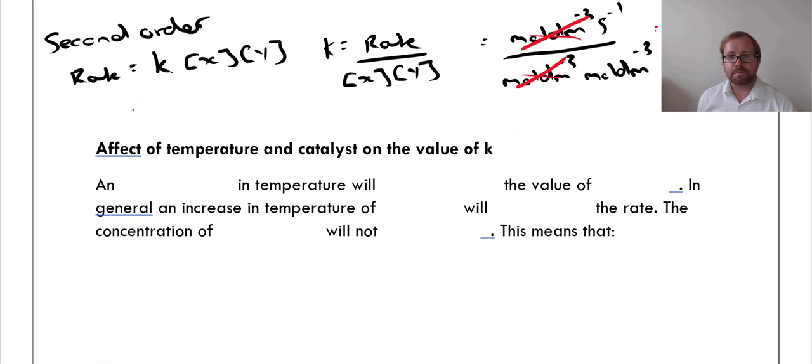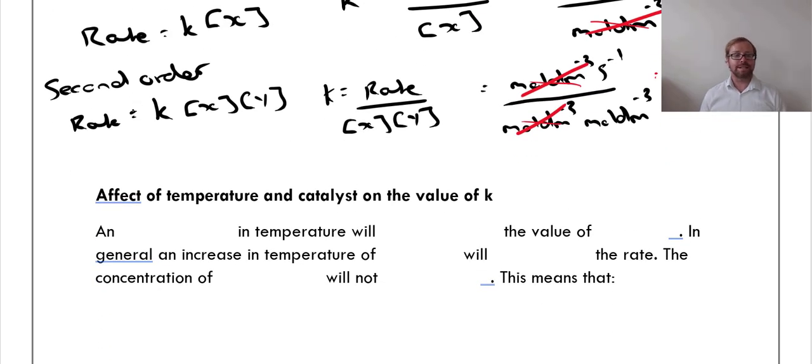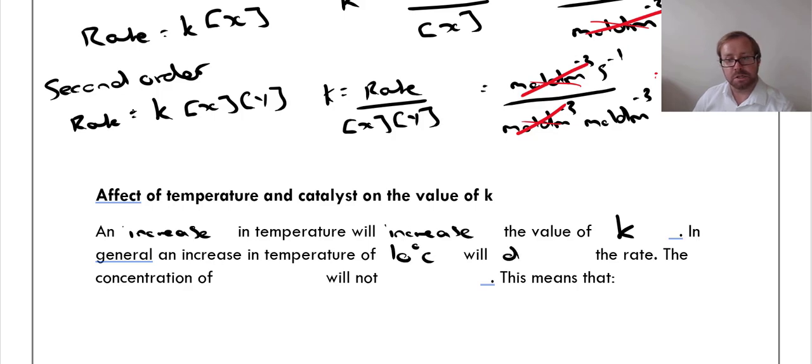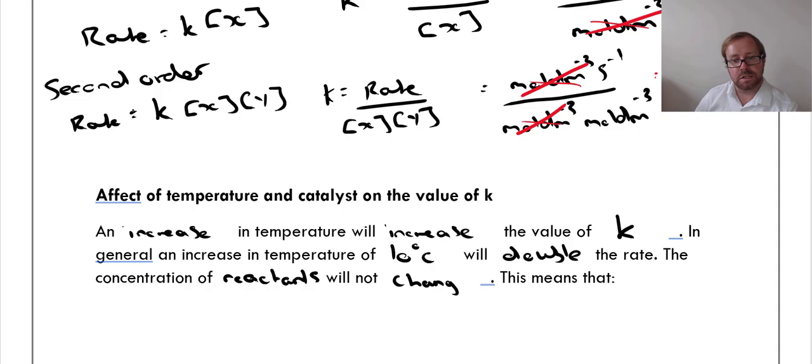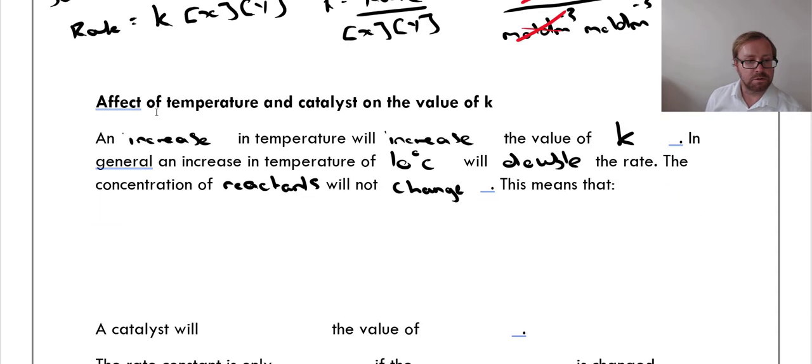Right, so very quickly, the effect of temperature and catalyst on the value of K. So an increase in temperature will increase the value of K in general. And we can say that in general an increase in temperature of 10 degrees Celsius will double the rate. And the concentration of reactants will not change.